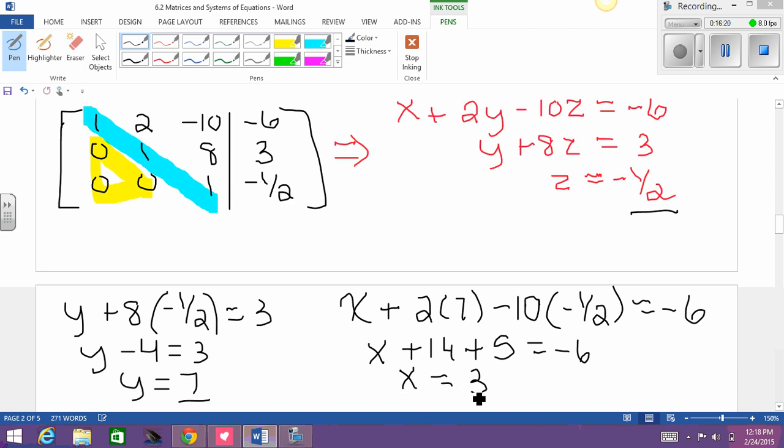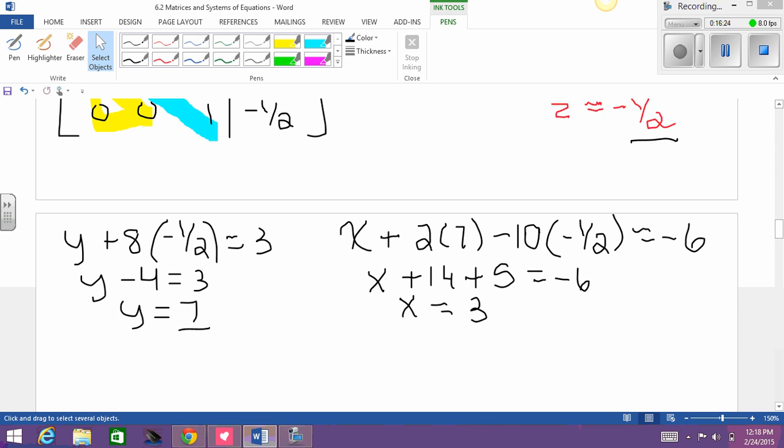x equals 3. So what I have here is my ordered triple, right? We have my ordered triple. My ordered triple is 3, 7, negative 1/2. And there we have our solution. So that is how we use matrices to solve a system.